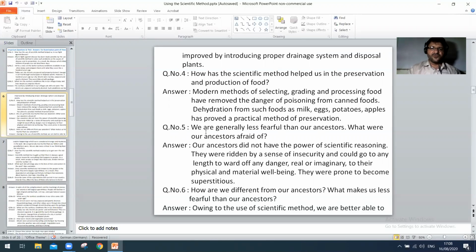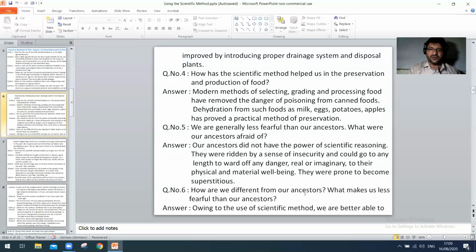Question number five. We are generally less fearful than our ancestors. What were our ancestors afraid of? Answer. Our ancestors did not have the power of scientific reasoning. They were ridden by a sense of insecurity and could go to any length to ward off any danger, real or imaginary, to their physical and material well-being. They were prone to become superstitious.